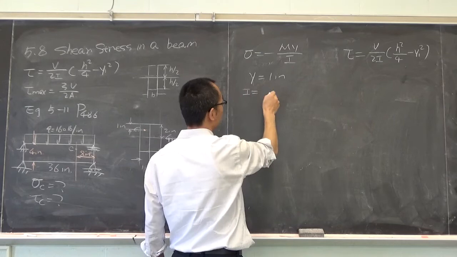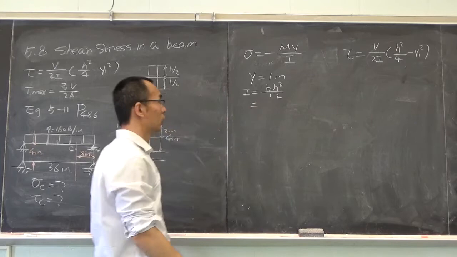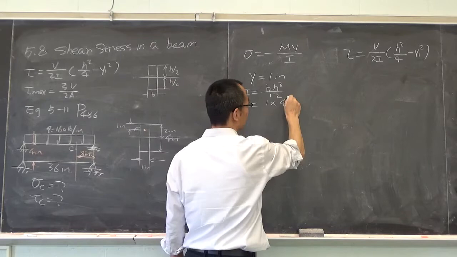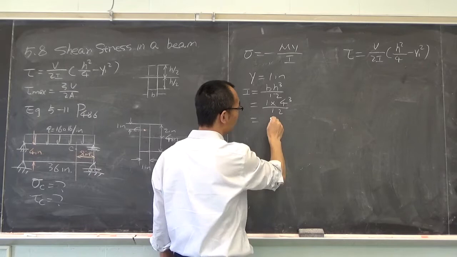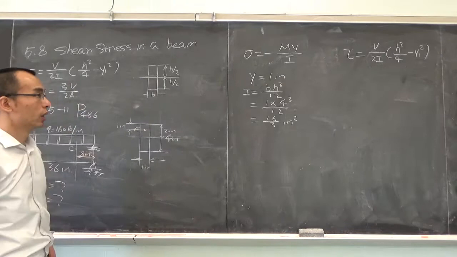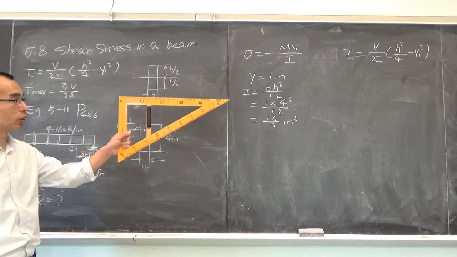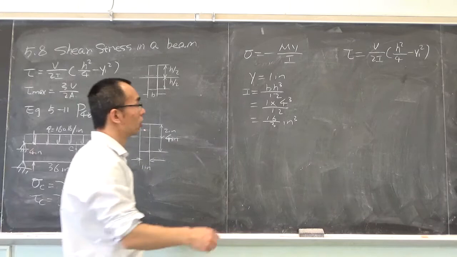It's a rectangle, so we use this one. So b is 1 inch, right? Height is 4 inch. So this one will be 16 over 3, right? If you have this problem in the midterm exam or final exam, you can calculate this one first, right? Okay, now the last thing we need to know, okay, is what's the moment at point C, right?